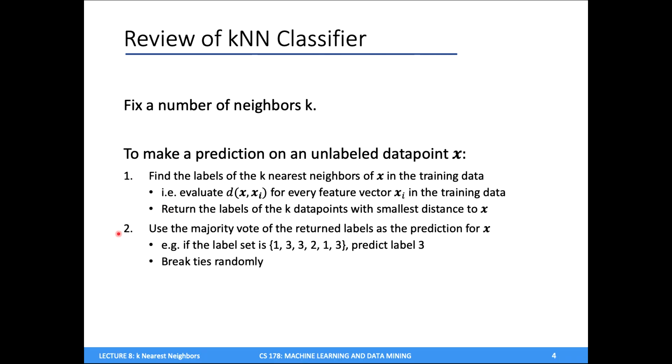And then to actually make a prediction for the label for this unlabeled point x, we just return the majority vote of those k nearest neighbors. So for example, if k is 6, and we found that the k nearest neighbors have labels 1, 3, 3, 2, 1, 3, then we're going to predict the label 3 for this new data point x. And if there are ties, which can happen, then we're going to just break those randomly. So flip a coin and pick one of the labels that tied for the majority vote here.